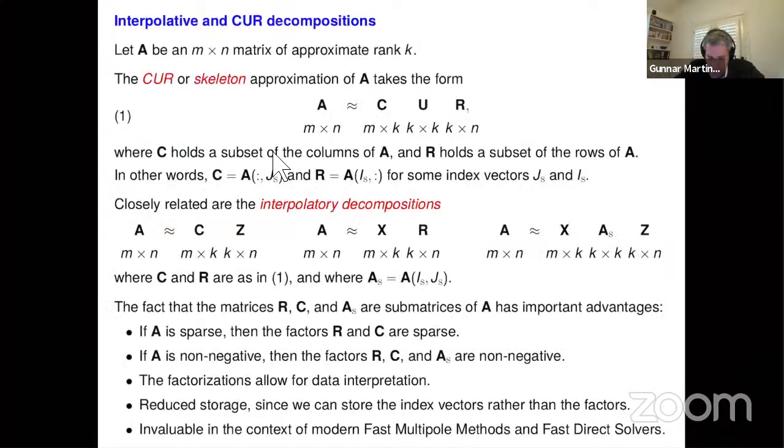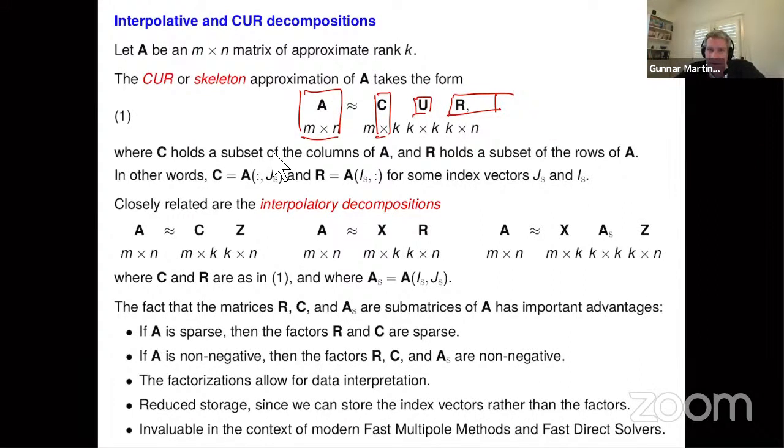I'm guessing in this audience, most people are familiar at this point with the CUR or skeleton approximations, or the term interpolatory decomposition is often used. But let's quickly go over these, since they are certainly far less commonly used than, let's say, the standbys LU and QR and so on. But these are also very interesting in their own right. So the idea is that given a matrix A of this shape, you want to factorize it. This is going to be a low rank factorization where the factors are thin in at least one direction, and U is the small center matrix.